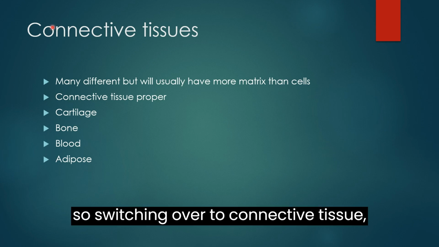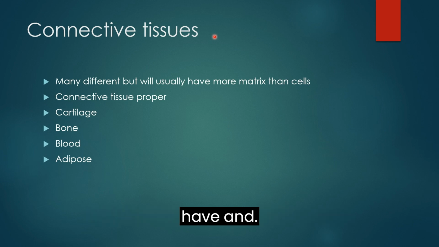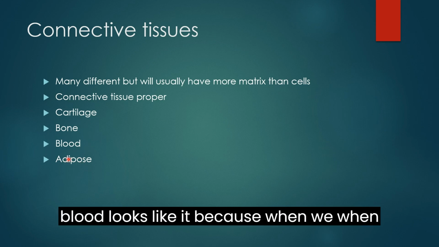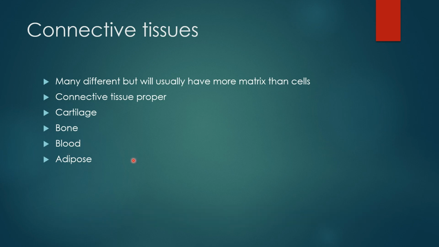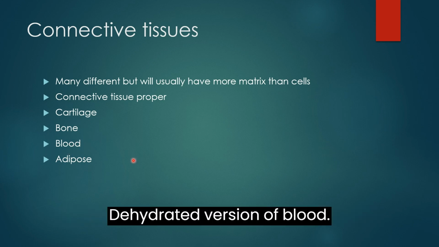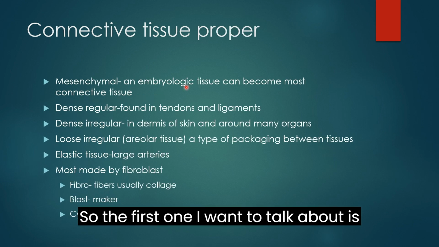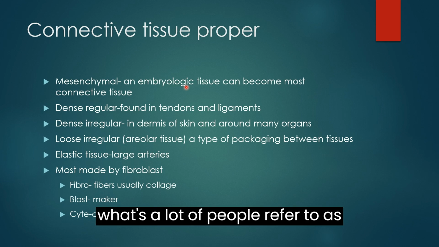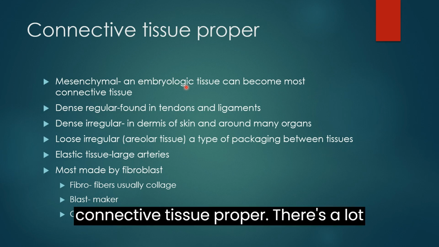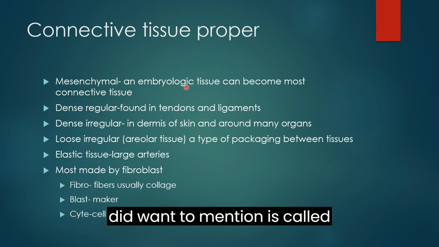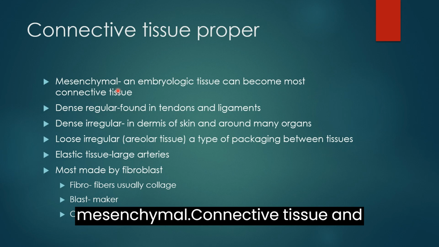And so switching over to connective tissue, these are the main types of tissue you have. One of the things is most of them will have more matrix than cells. The two different ones are adipose, and blood looks like it because when we look at it, we're looking at a dehydrated version of blood. So the first one I want to talk about is what a lot of people refer to as connective tissue proper. There are a lot of different types of connective tissue proper, and one of the first ones that I did want to mention is called mesenchymal connective tissue.